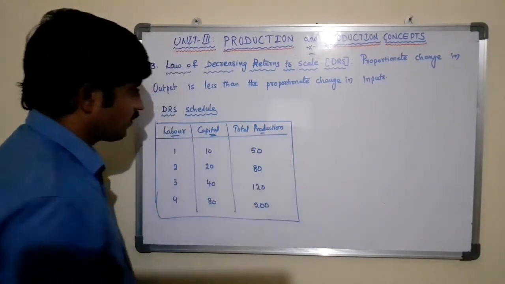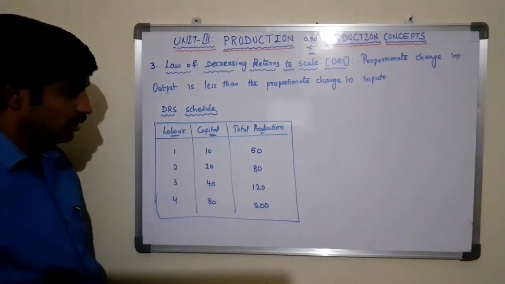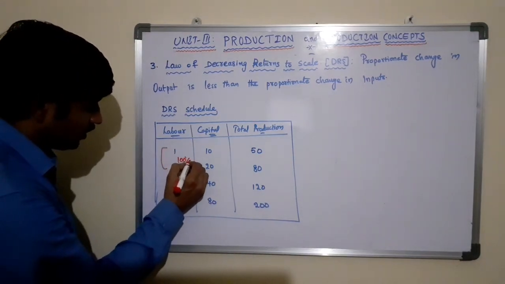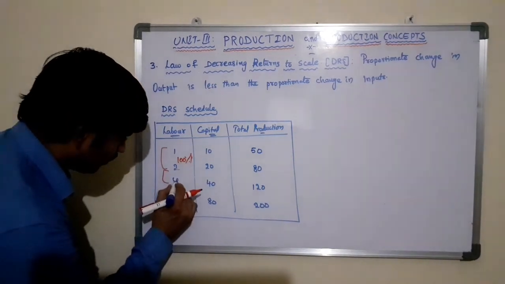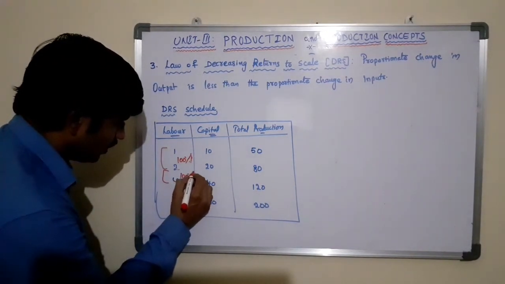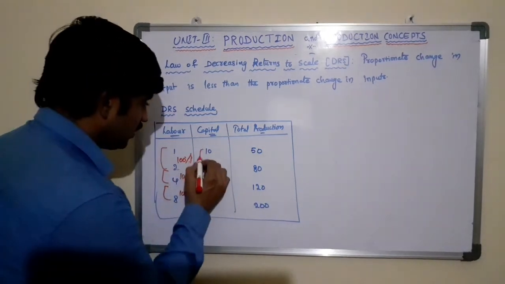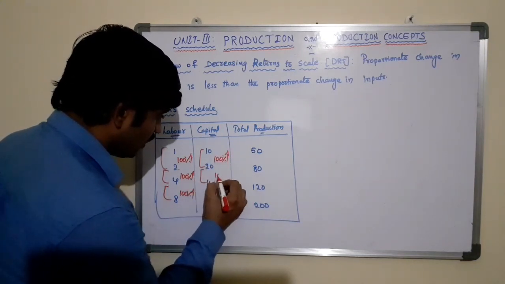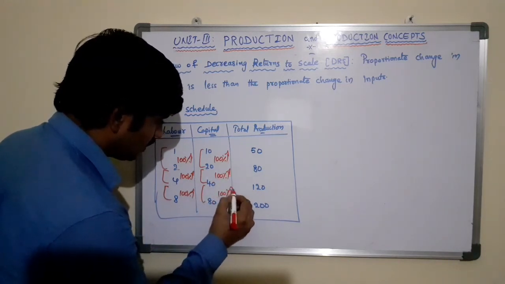So this schedule explains how the production changes due to the changes in the inputs. If you observe the labor, 1 to 2 is 100% increased, 2 to 4 is 100% increased, and 4 to 8 is also 100% increased. Whereas the capital, 10 to 20 is 100% increased, 20 to 40 is 100% increased, and 40 to 80 is also 100% increased.